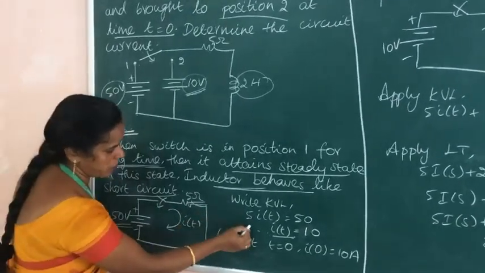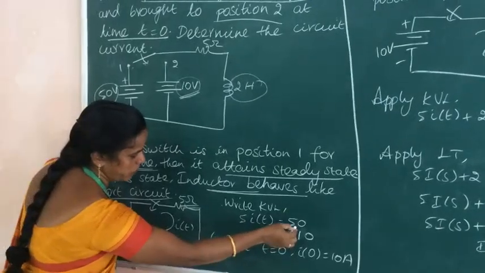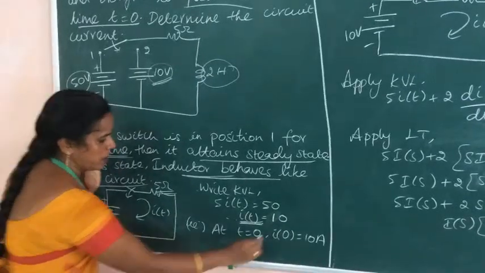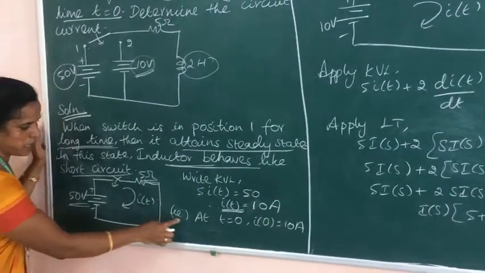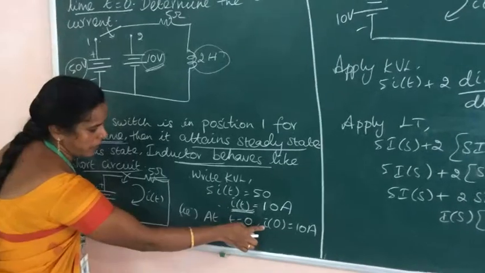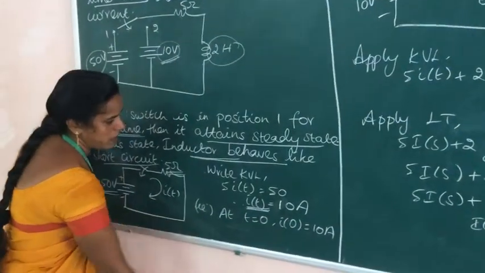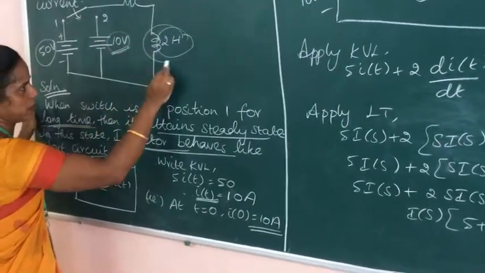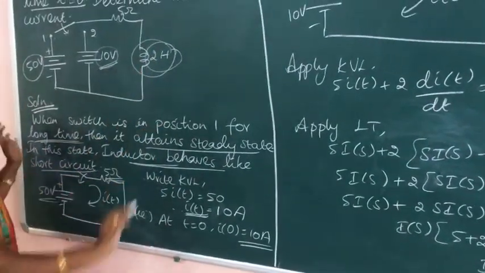So you can write the KVL for this case. So 5 into I of t is equal to 50. If you simplify this, you are going to get the transient current as 10 ampere. So next, if you substitute t is equal to 0, I of 0 is equal to 10 ampere. So this is the initial current which is going to flow through this inductor for the second position.